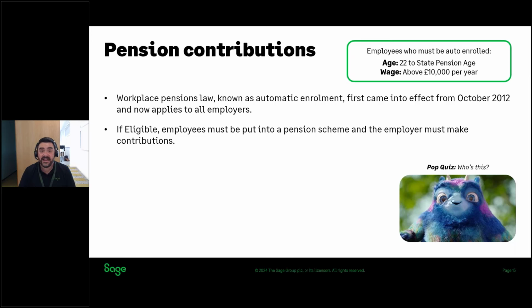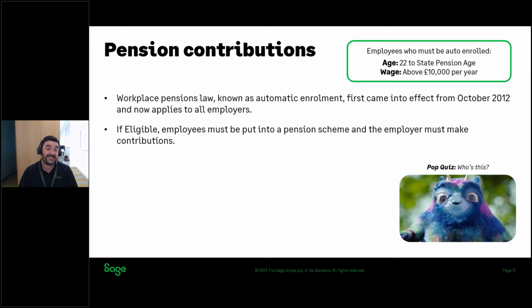And the criteria to be eligible, as you can see from the slide there, is based on an employee's age and wage. So if an employee is aged between 22 and state pension age, and they earn the equivalent of £10,000 per year, they are classed as an eligible employee, and they need to go into a pension scheme.